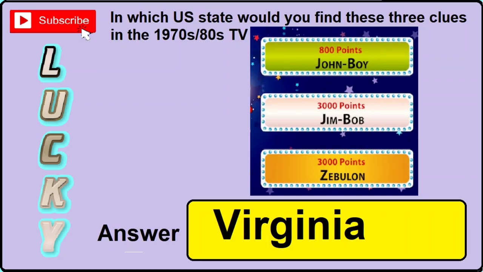Now, in this question, you can see here the words written in the image: John, Boy, Jim, Bob, and Zebulon. And if you find this sort of image, then the correct answer will be Virginia.